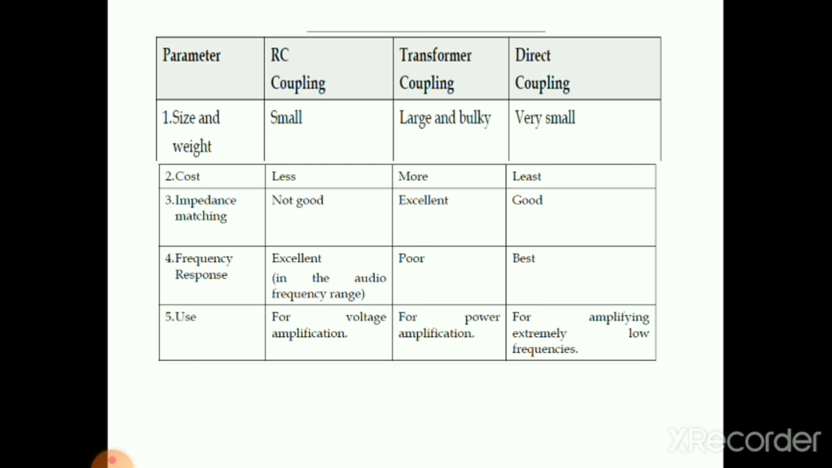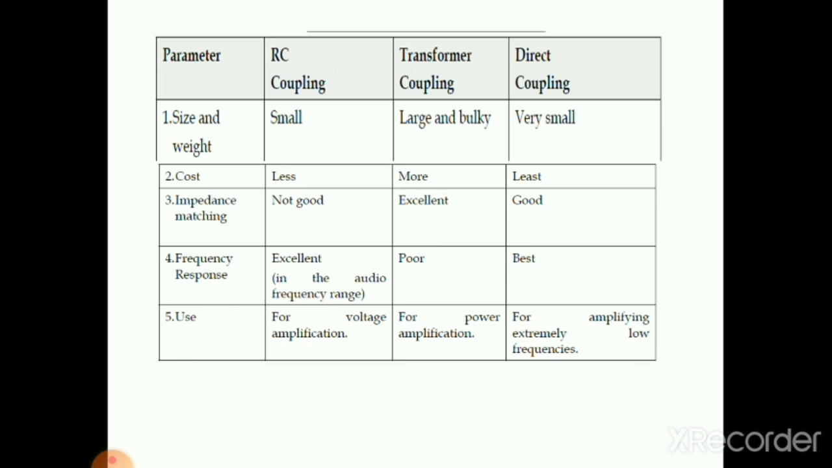Now compare the three available coupling schemes for multi-stage amplifiers: first RC coupling, then transformer coupling, and then direct coupling. First is size and weight. RC coupling size is small, but the transformer coupling is large and bulky. In direct coupling, we don't use any transformer or capacitor, so it will be very, very small compared to these two. And cost is less for RC coupling, for transformer coupling it is more, and for direct coupling it is the least of these three.